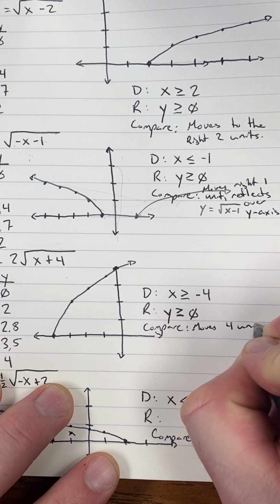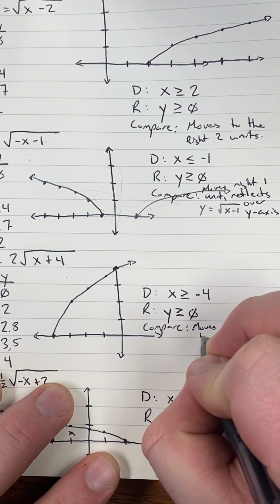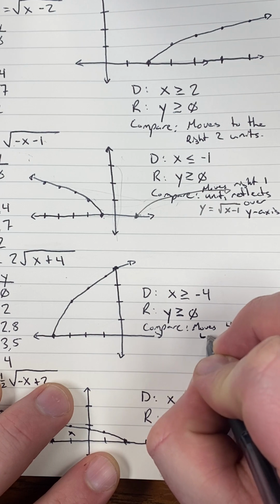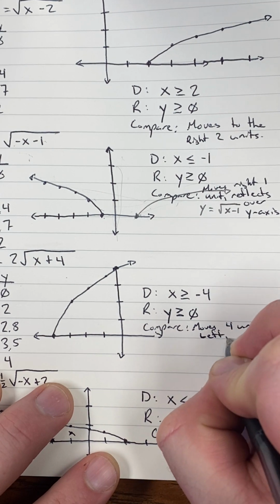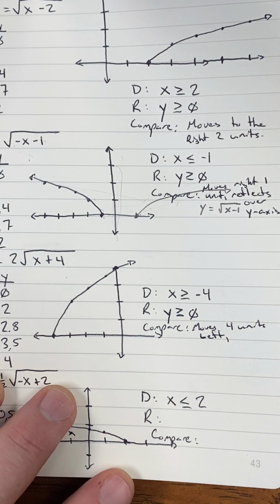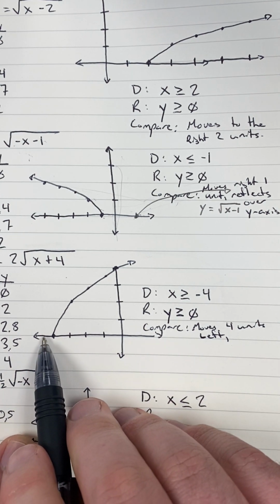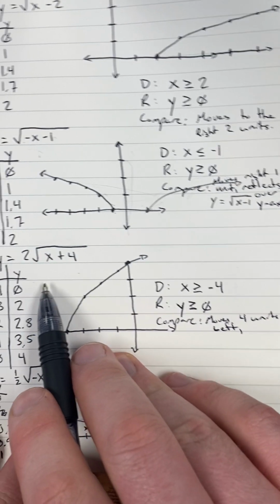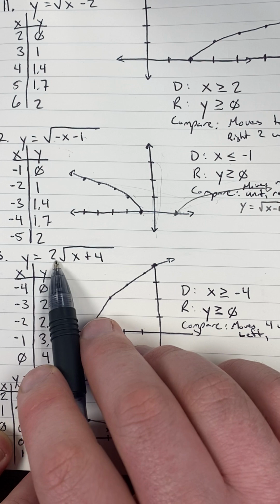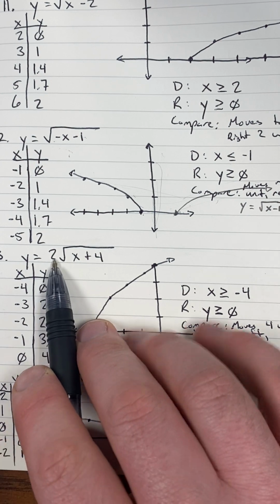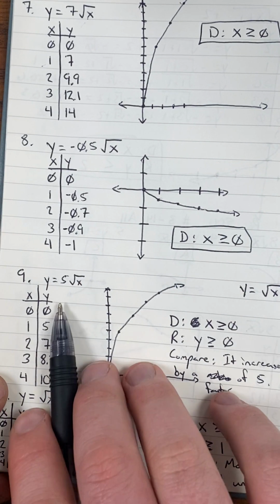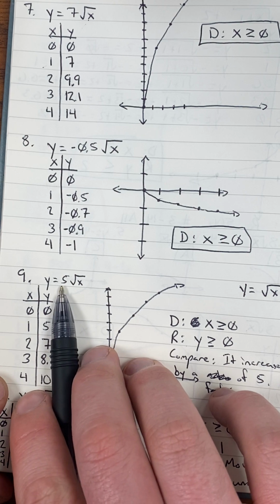4 units, and we'll say left, and then there's a second direction that happens. After you move 4 units to the left, what's happening? We've got this value in front again. Last time we saw that, it was on number 9 when we had 5 in front.